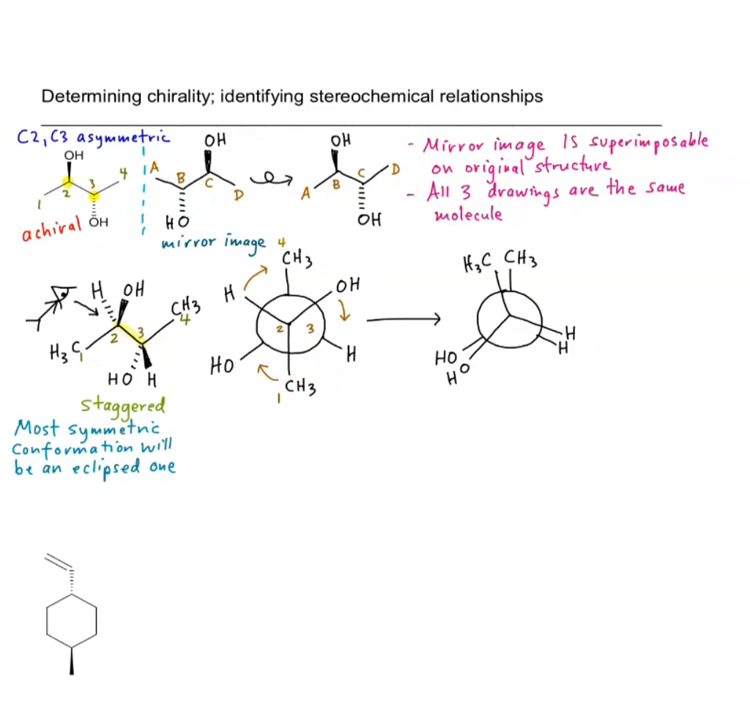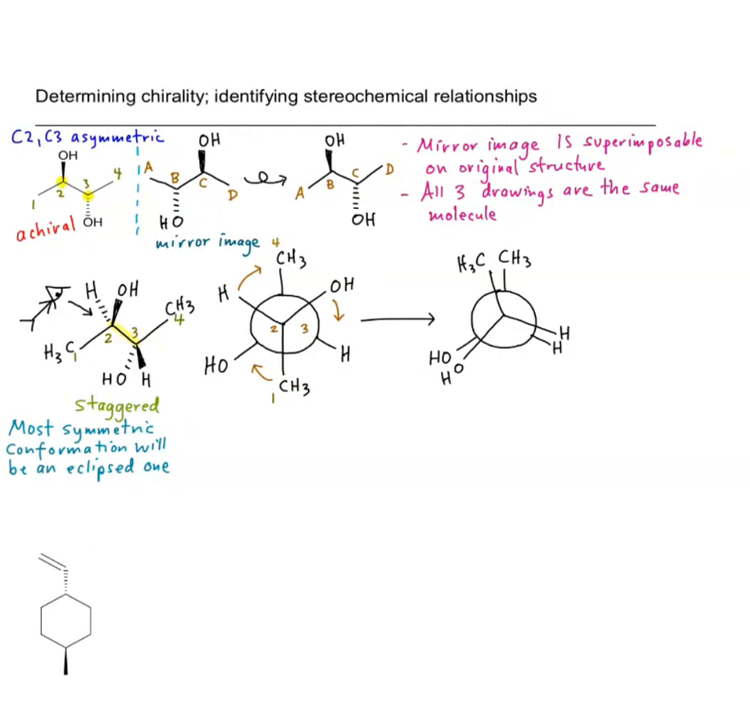So now, let's redraw this as a wedge and dash picture. Okay, so now you're looking at the molecule this way. And let's say that this blue dashed line is the plane of the paper or board. From your new point of view, the molecule looks like the following.